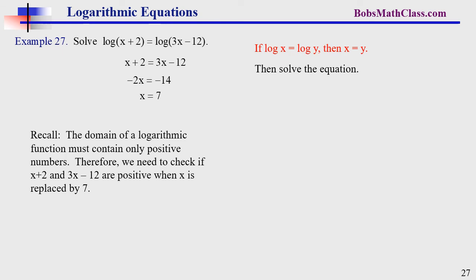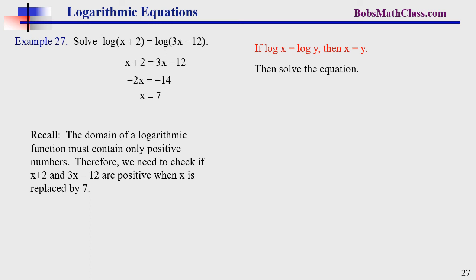So let's think about 7. Make sure it's okay. Remember, the domain can only be positive numbers. The domain for a logarithmic function is only positive numbers. So we just need to make sure that we only get positives if we plug it back in.